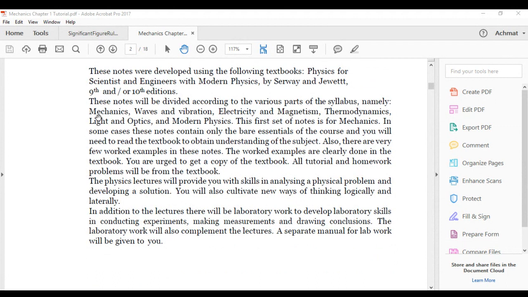Okay. So as you can see here, these notes will be divided into the different parts of physics, as it was mentioned in the course outline or the study guide. There you can see mechanics, the one that we are going to be starting with, waves and vibrations, electricity and magnetism, thermodynamics, light and optics, and modern physics. So quite a few sections that we are going to be dealing with.